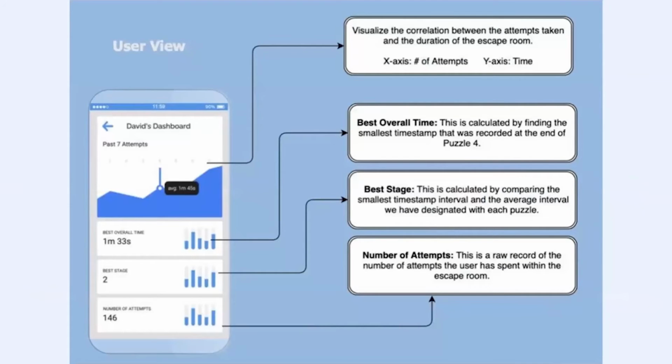This is the user view of the data they can see. They can see a visual representation of the correlation of attempts and duration of the escape room. They can see their best overall time to finish all the puzzles. They can also show their best stage and their total number of attempts.